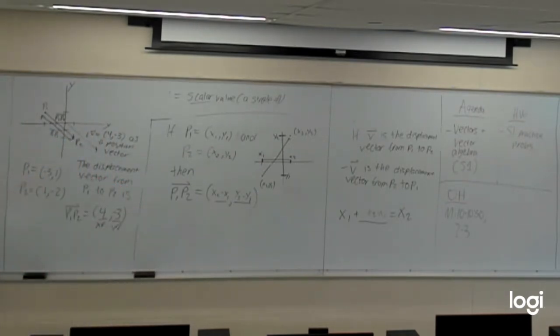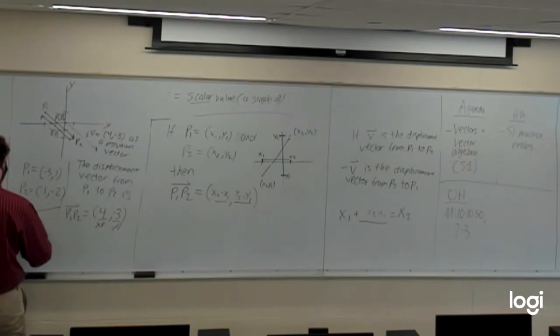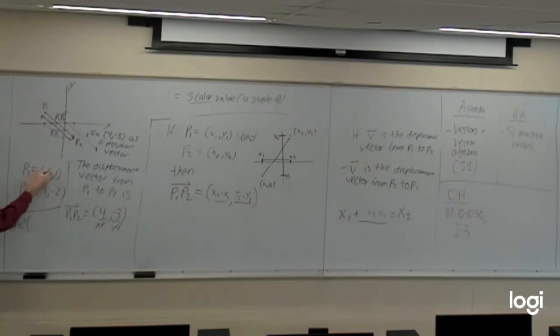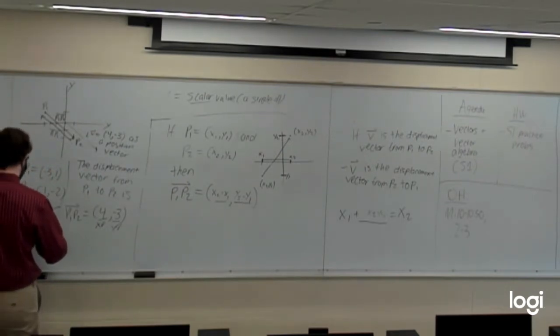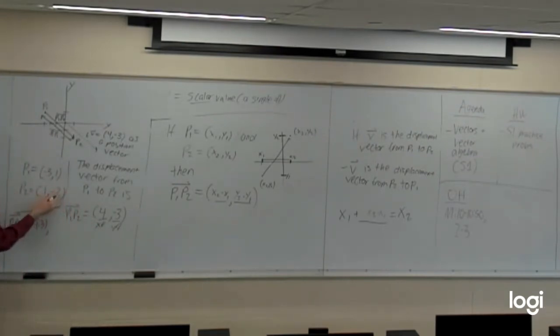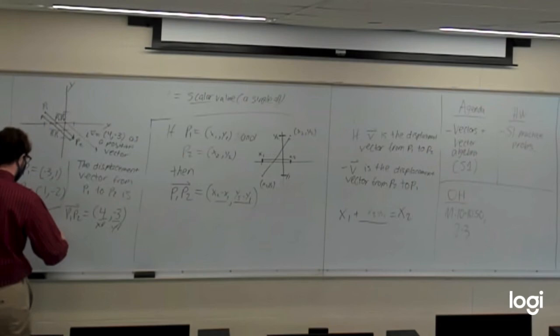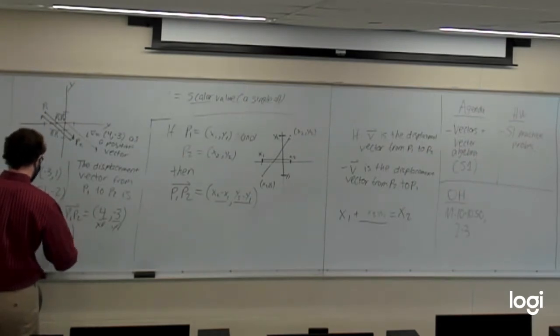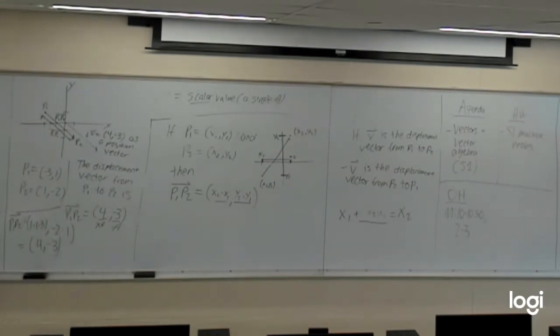If you notice, when we tried to use this formula in the example we just did, if P1 is at (-3, 1) and P2 is at (1, -2), we could have also found P1P2 by saying the x-coordinate is the x-coordinate from the second point minus the x-coordinate from the first point, 1 minus negative 3, comma, the y-coordinate from the second point minus the y-coordinate from the first point, negative 2 minus 1, which would have ended us up at (4, -3) in the exact same way.